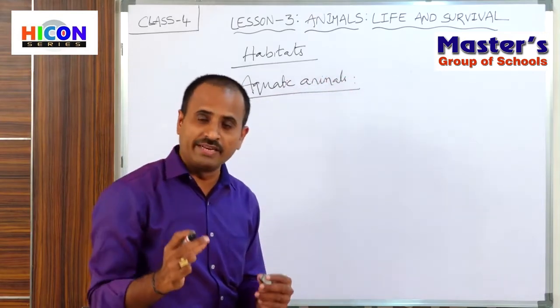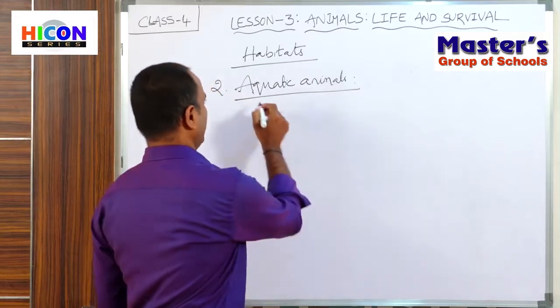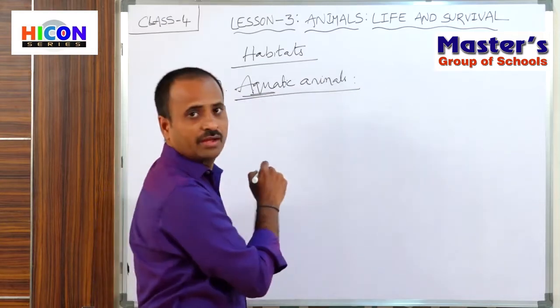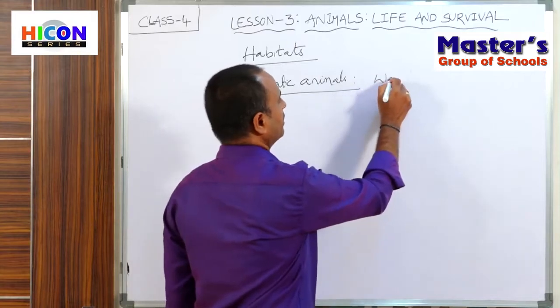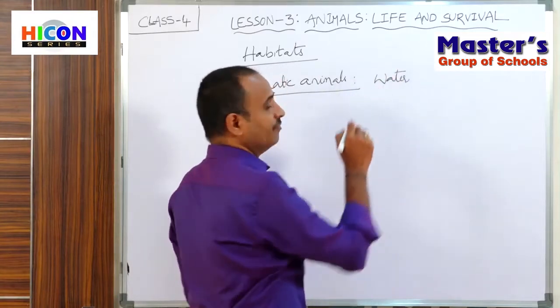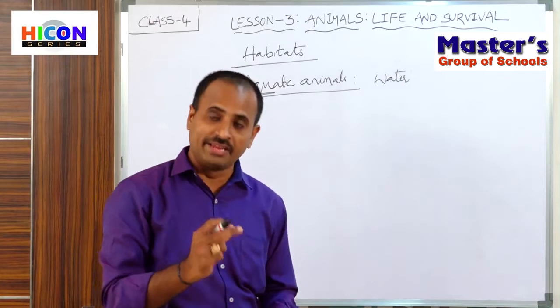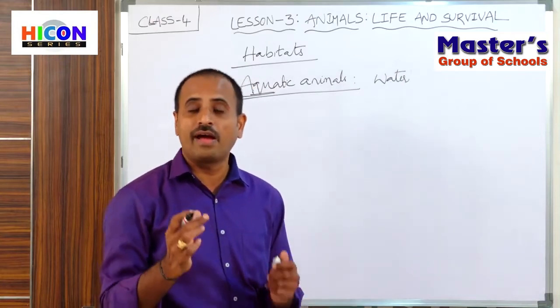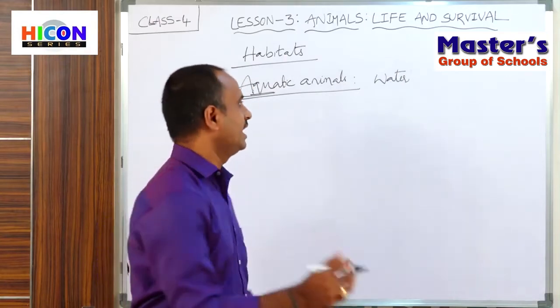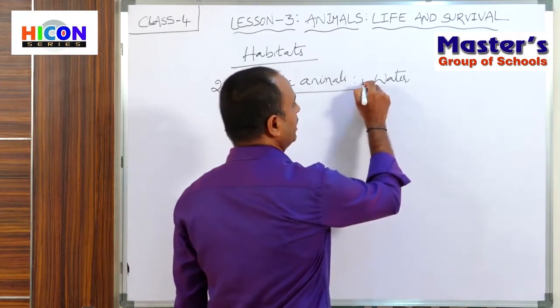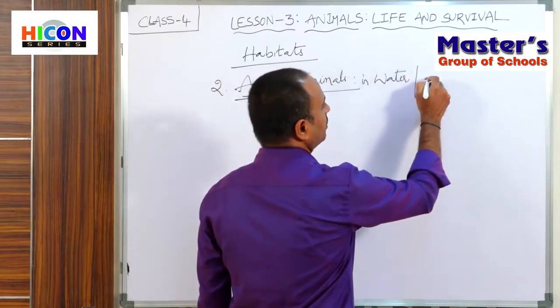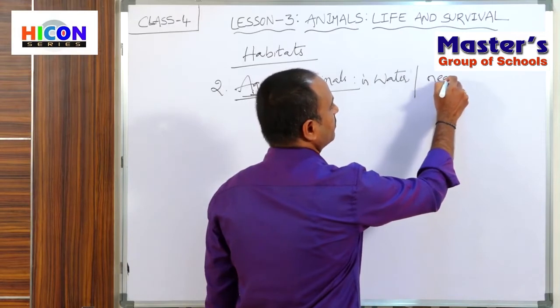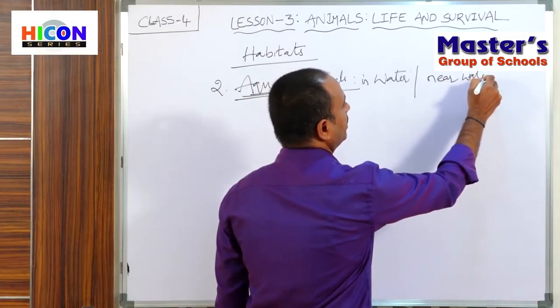Here aqua means water. So the meaning of the word aqua is water related. So the animals which live in water or near water are called aquatic animals.